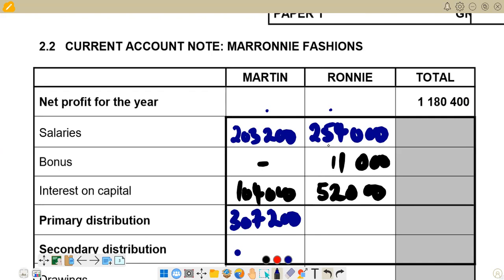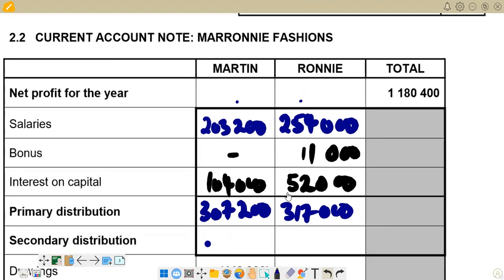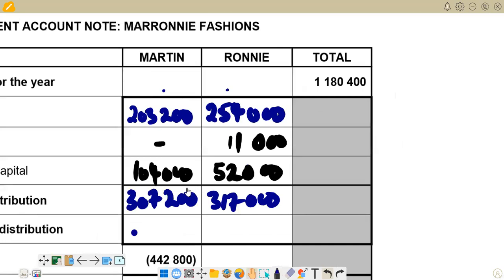Then you add again 254,000 plus 11,000 plus 52,000. There you get 317,000. Yes, here we've got 317,000. So for secondary distribution, remember, we are going to say the figure that we have here for net profit for the total figure. We subtract 307,200 and subtract 317,000. So that's what we are going to do there. And then the amount that we get, we apportion. We've got the apportion way that we are going to do there, that is explained in the question.